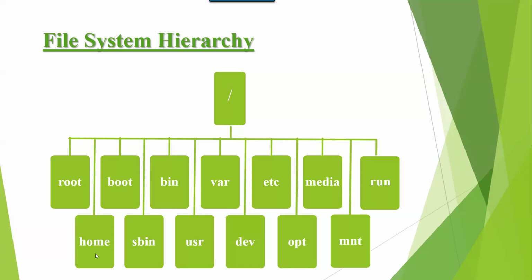Up to version 6. Sbin contains super user commands, the commands which can be executed by the super user, the administrator. Those commands are stored under sbin. Bin contains normal user commands, the commands which can be executed by a normal user. Those commands are stored under bin. USR contains default applications which come along with the operating system. Those applications are stored under USR.